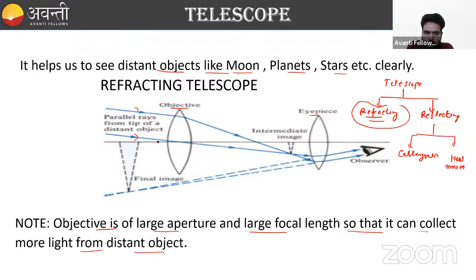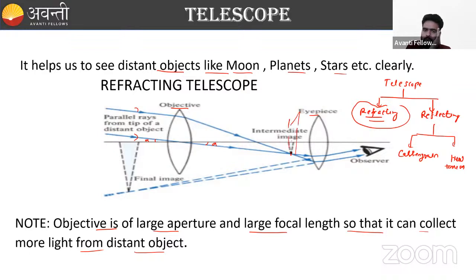If this is the distant object and this is the angle made by the incoming ray, alpha, then by symmetry this is also alpha, and after refraction through the lens the image is formed at this point. The same concept as the compound microscope we are going to apply here. We know that if a ray is parallel to the principal axis, it must meet at the focus. But if rays are parallel to each other but not parallel to the principal axis, they must meet at the focal plane. This is the focal plane.